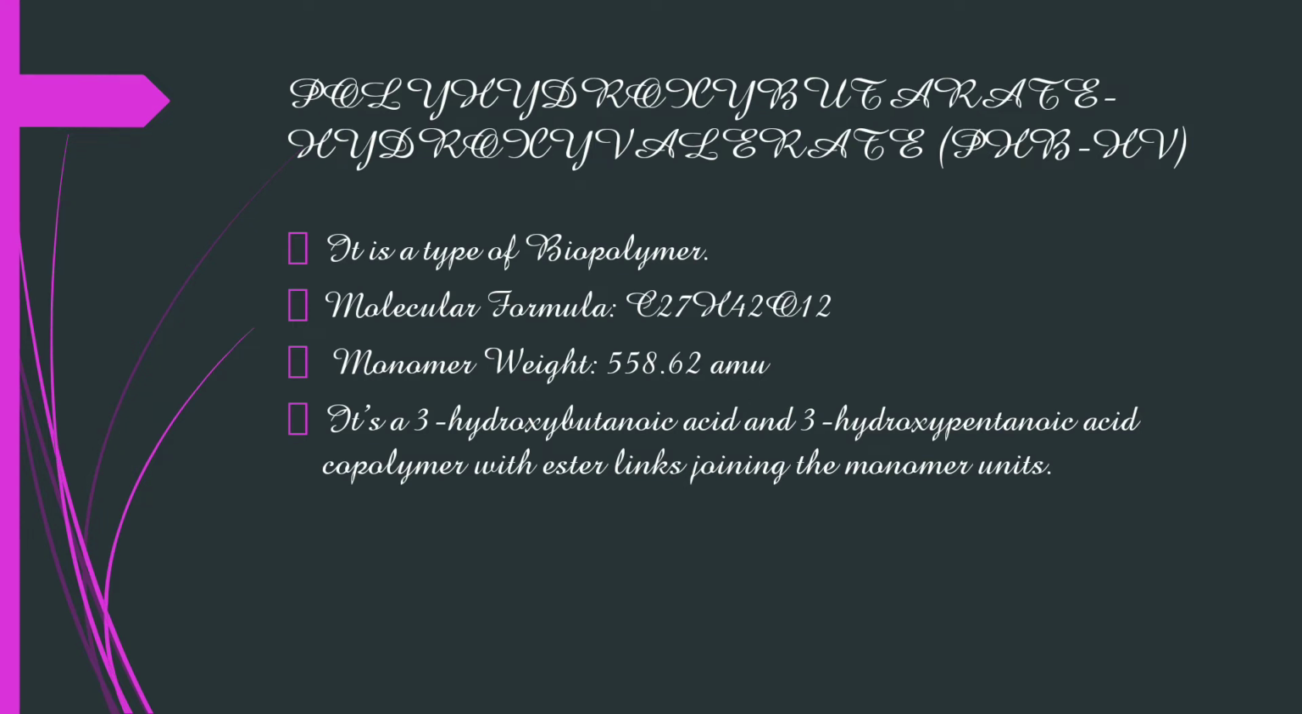Let us see what is PHBHV. It is a type of biopolymer. Its molecular formula is C27H42O12. Monomer weight 558.62 AMU. It's a 3-hydroxybutyric acid and 3-hydroxyvaleric acid copolymer with ester links joining the monomer units.